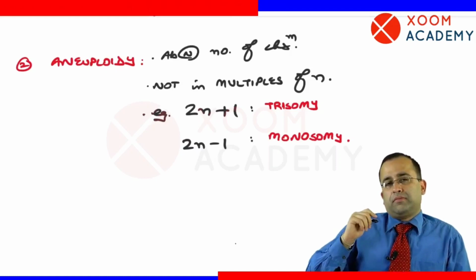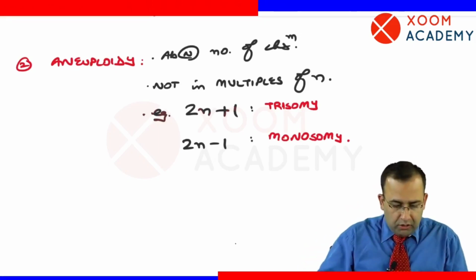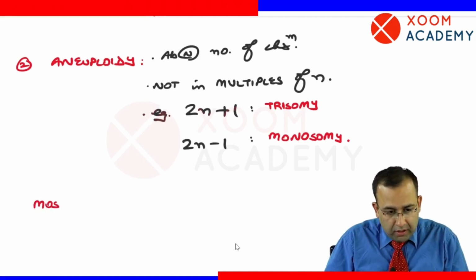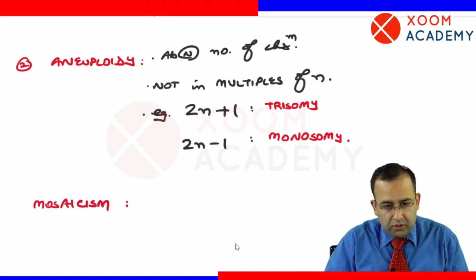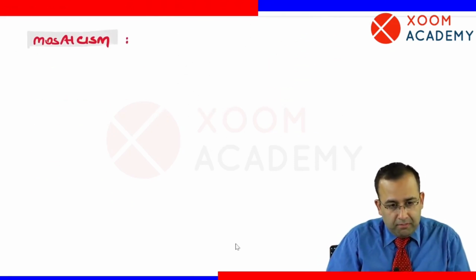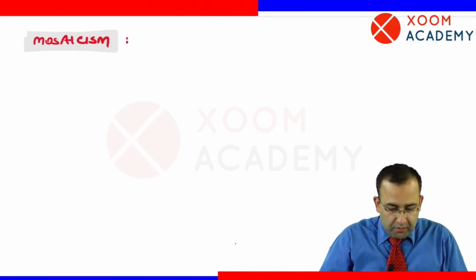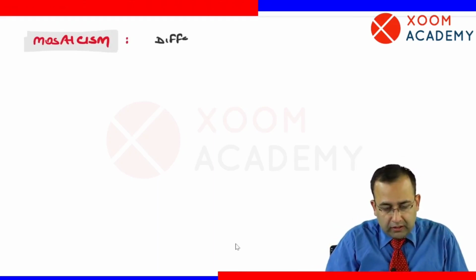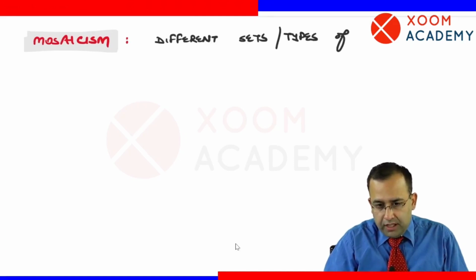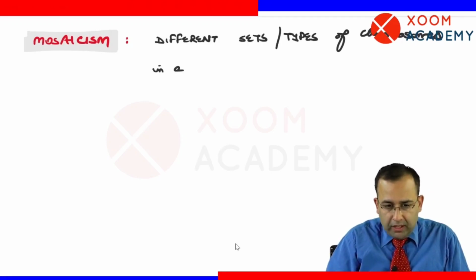Let us see one more thing. Another chromosomal abnormality. We have seen euploidy and aneuploidy. Another chromosomal abnormality is mosaicism. Mosaicism means a particular person has two different sets or different types of chromosomes in a particular individual. That is called mosaic.